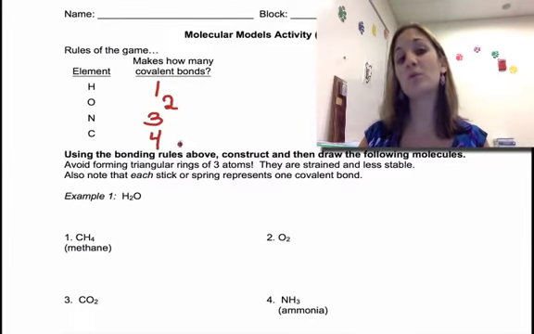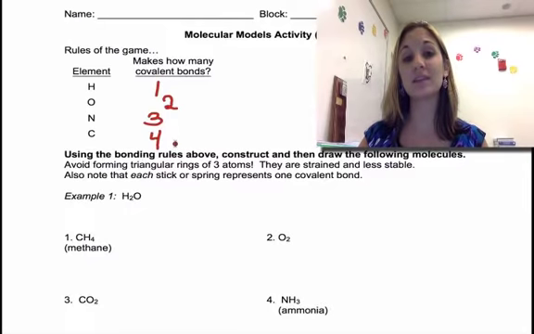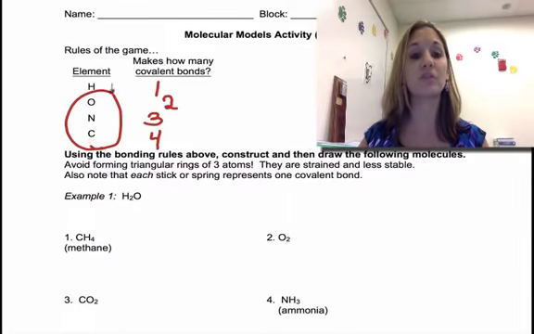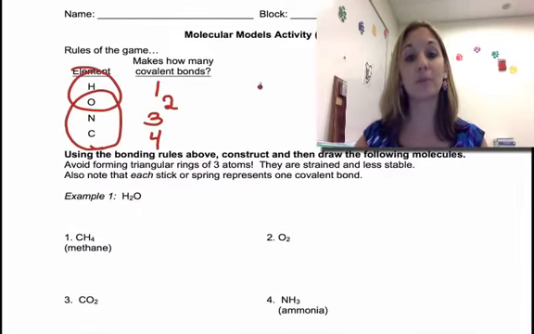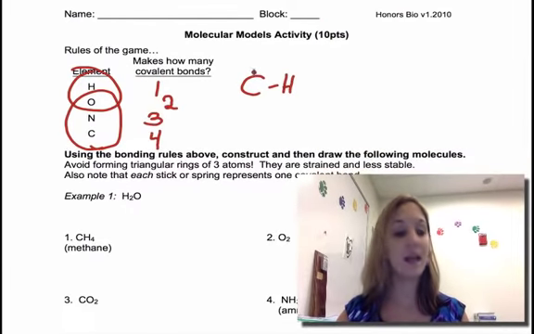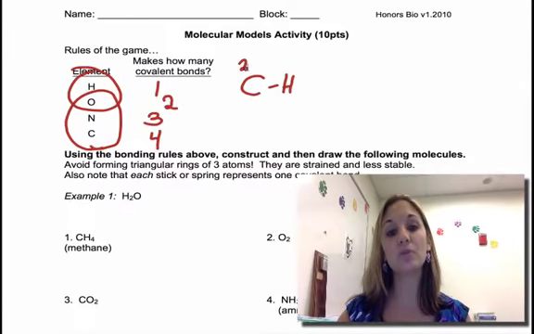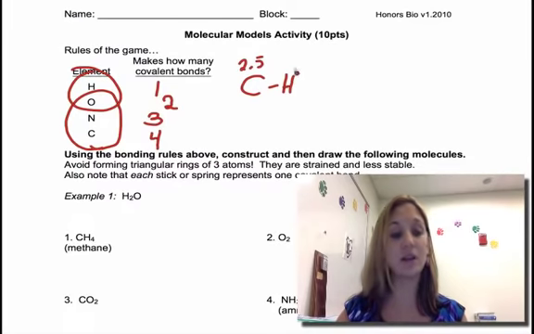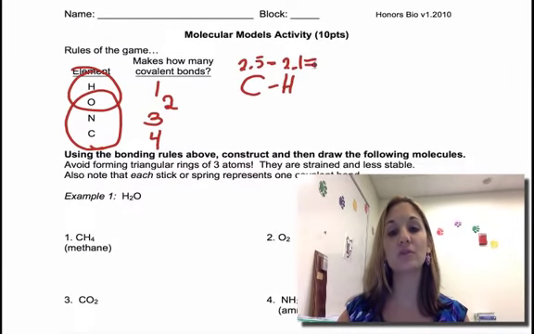Now, one other thing that will be really helpful for you in doing this activity is to look at what kind of bond forms between each combination of these atoms that we've mentioned here. For example, a carbon-hydrogen bond. Carbon has an electronegativity of 2.5, and hydrogen has an electronegativity of 2.1. If I subtract these two, I get a total difference in electronegativity of 0.4.